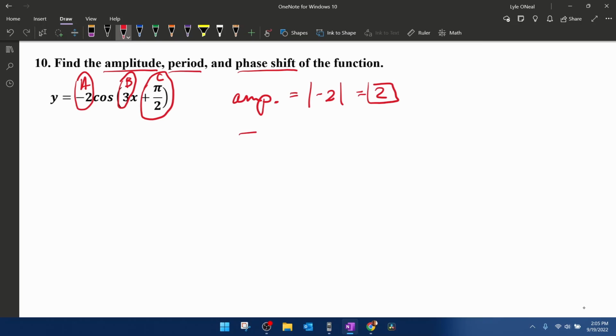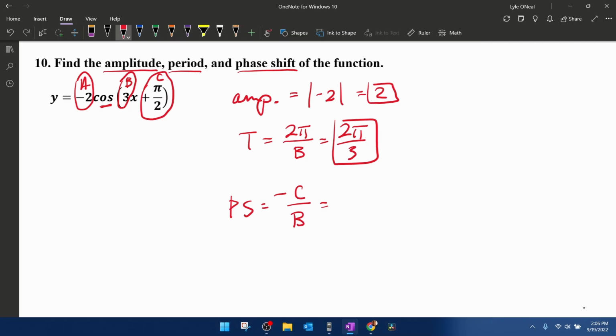The period, which we use a capital T to represent period, is 2 pi over B for the cosine function. And B is 3, so that'll give us 2 pi over 3 for our period. And the phase shift is negative C over B. So C is pi over 2. That's going to be negative pi over 2 all over 3, which we can make that a fraction.